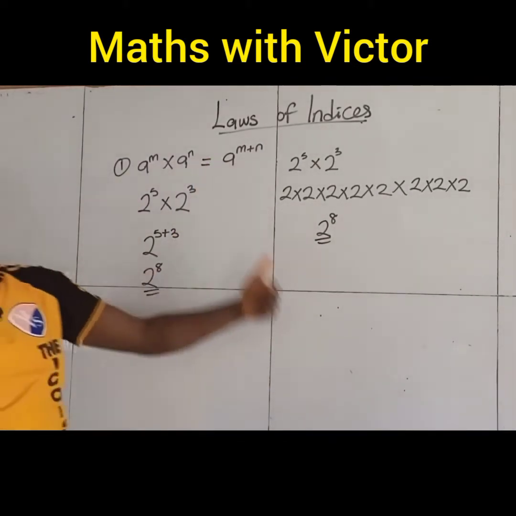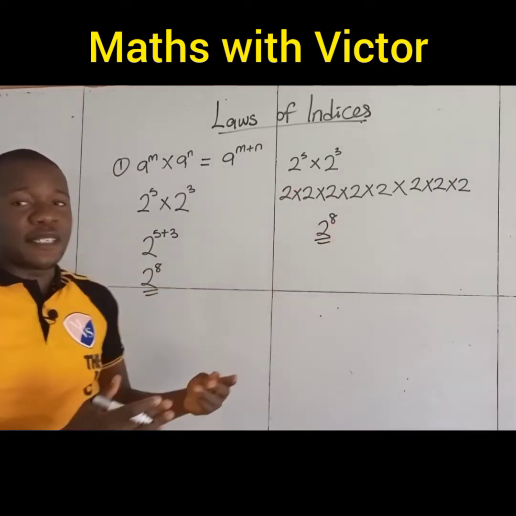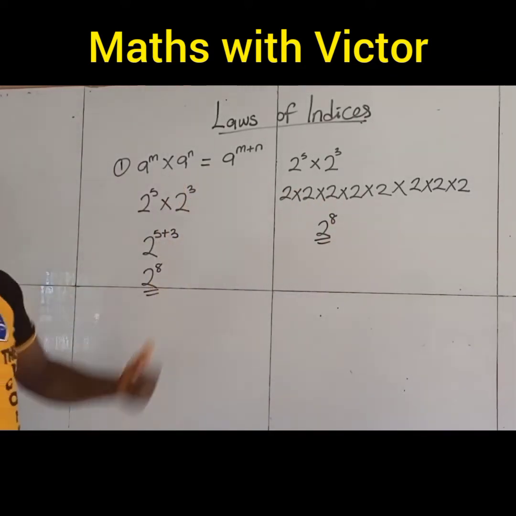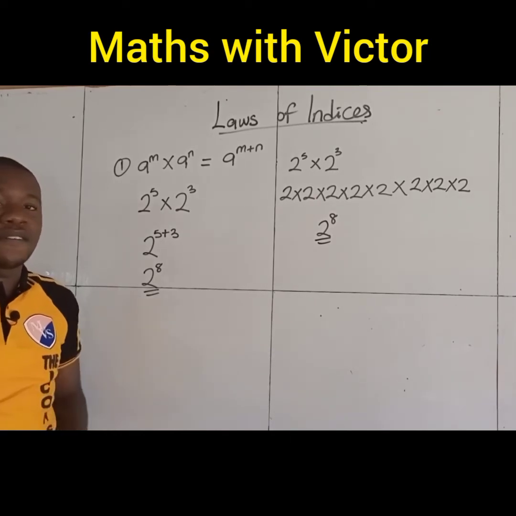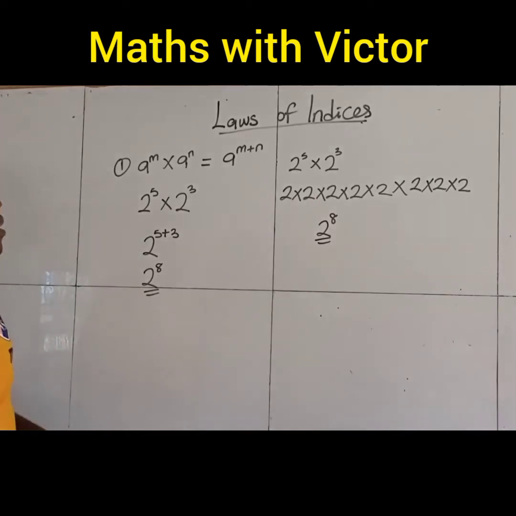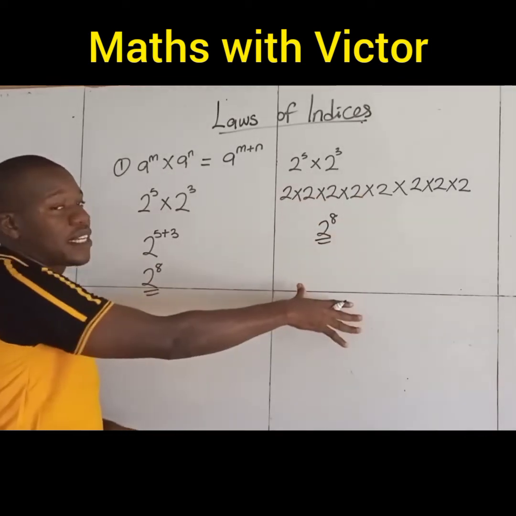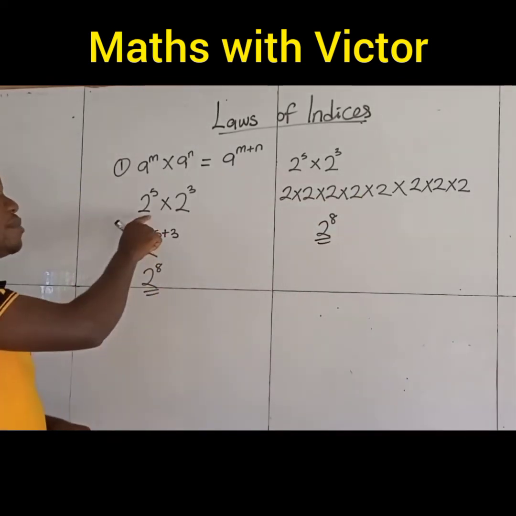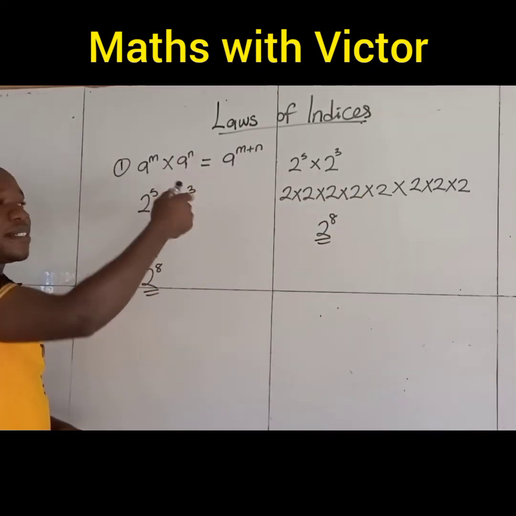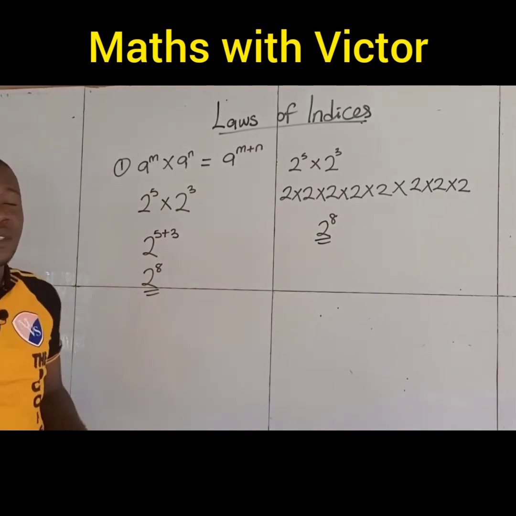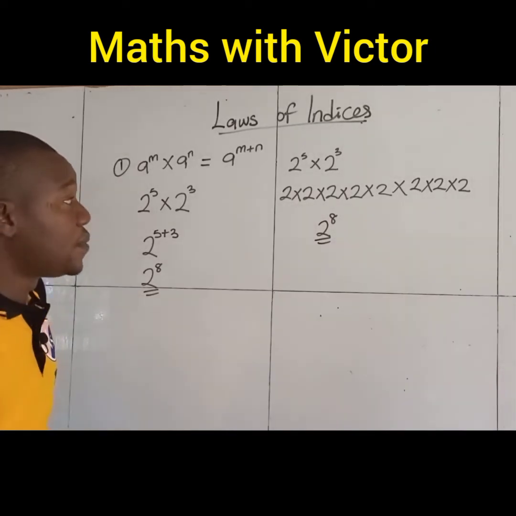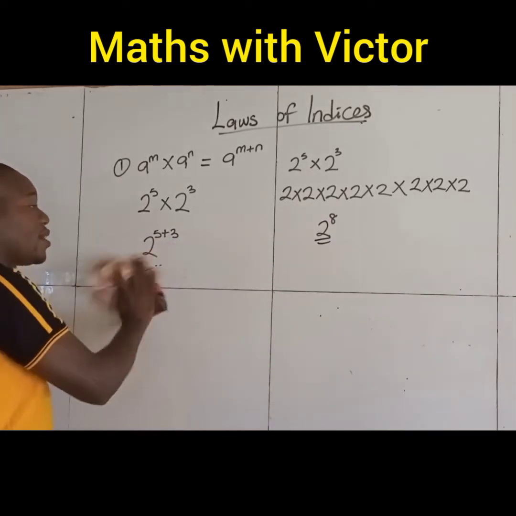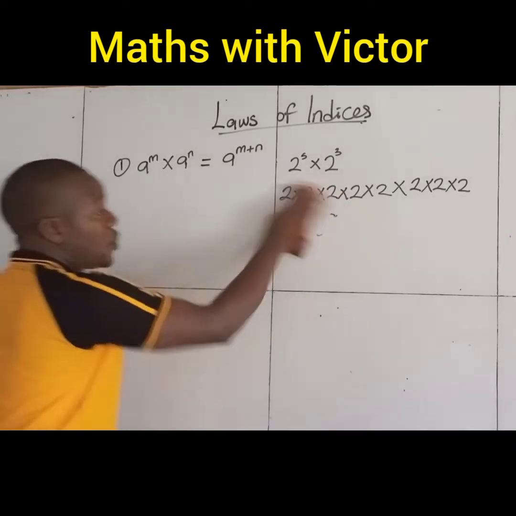But instead of following this rigorous process of expanding, the law, of course, is there to guide us to simplify the work. That is why we have the laws. So instead of having to go through this step, I will just pick out the common base and add the powers, 2 raised to power 8, the same thing. So the laws of indices make the work easier and simpler. This is the first law. I'm going to look at the second law very quickly.